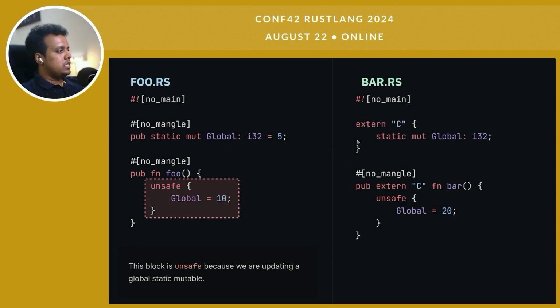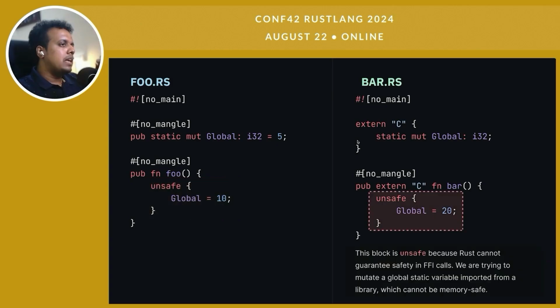And this particular piece of code is unsafe because we are updating a global static mutable. Why is that unsafe? You can think about it for a second. That is obvious. But the unsafe call on the right might be something that you want to understand a little bit. This block is unsafe because Rust cannot guarantee safety in FFI calls. We are trying to mutate a global static variable imported from some other library, which obviously cannot be memory safe.